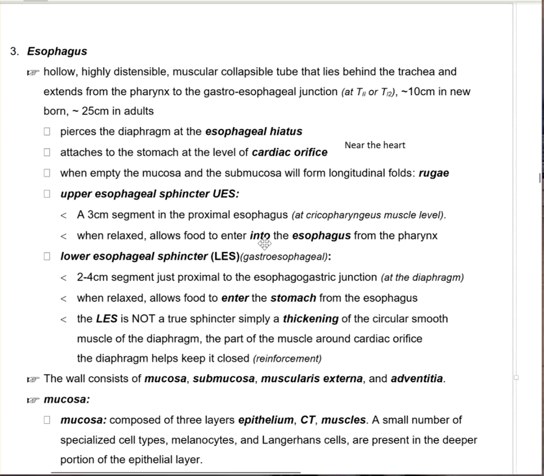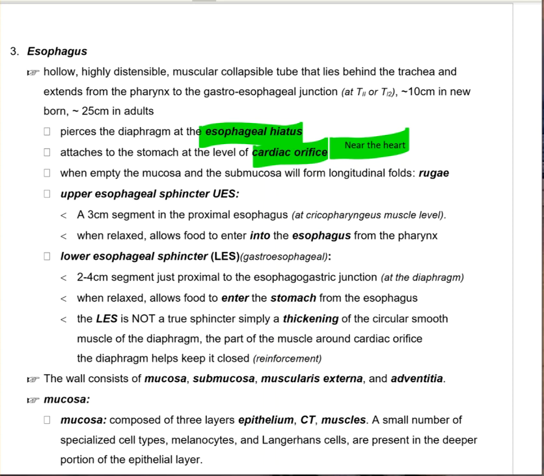Now, when it's empty, the mucosa and the submucosa will form a lot of longitudinal folds, which is the rugae, which I talked about last lecture. These folds form when there's nothing there. As food goes in, then it stretches out and increases its surface area.